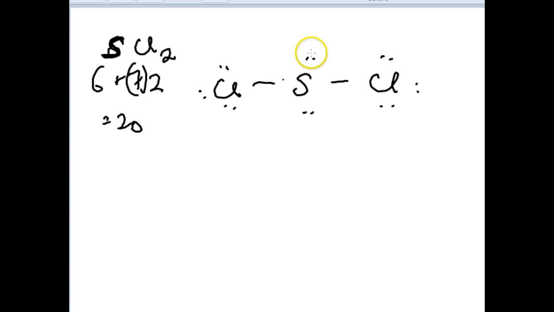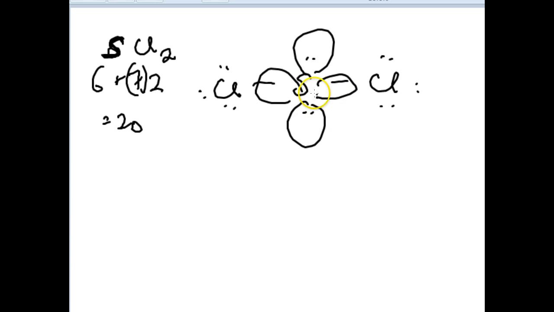2, 4, 6, 8, 10, 12, 14, 16, 18, 20. Oh, it's easy. Huh. I didn't expect that to be easy. That's 20. So now, there are 4 things hanging off of this S. So that means the geometry of those 4 things is tetrahedral. But is that the molecular geometry? No, we have to figure this out.